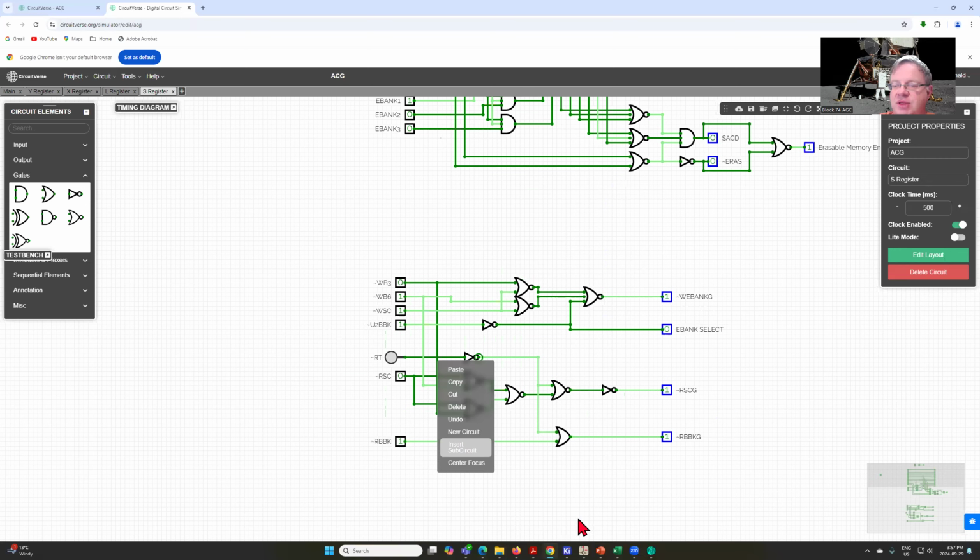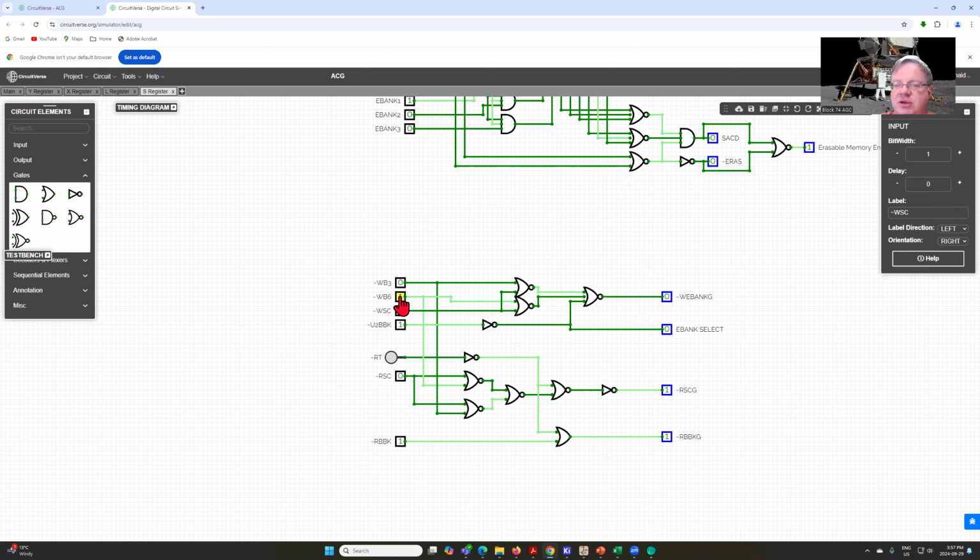First, I'll just start with the select logic. So here we have the write control, as to when we actually want to write data into our EBANK. We can basically set everything to 1, which in negative logic means that they're not asserted.